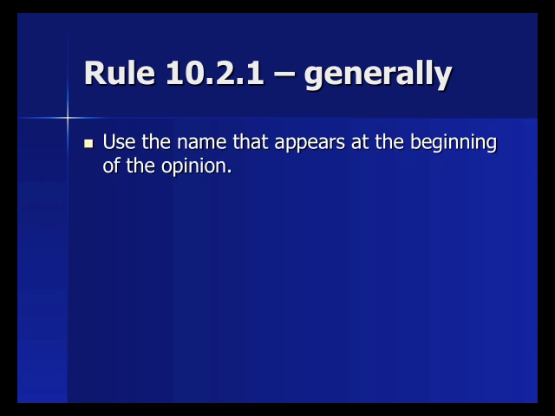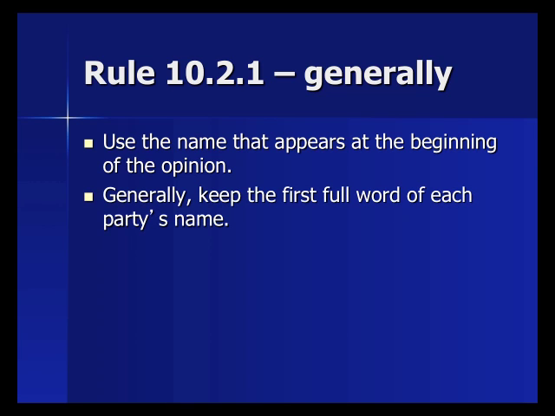In general, when forming the case name for your cites, you want to use the name that appears at the beginning of the opinion in the caption. You'll want to keep the first full word of each party's name. But this doesn't apply to individuals. We omit given names or initials of individuals and use only the surname.